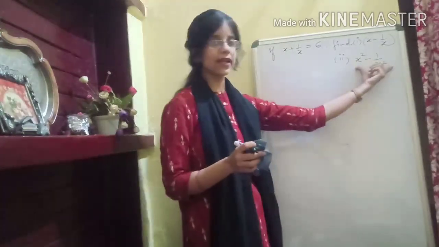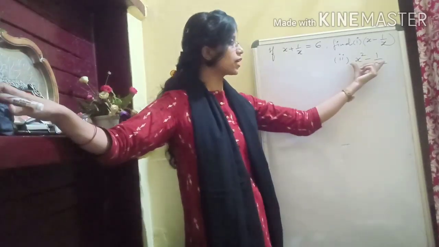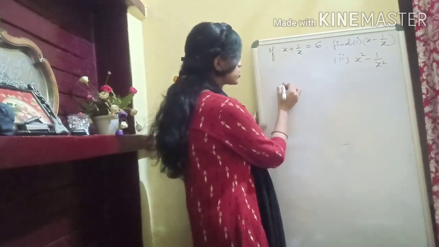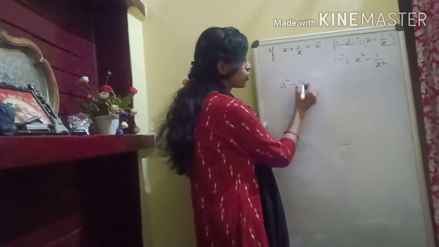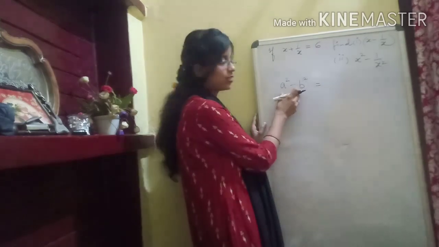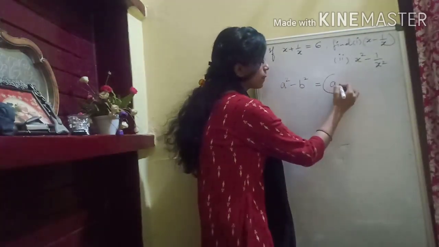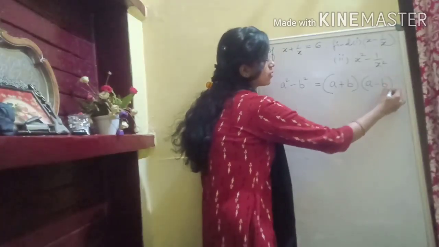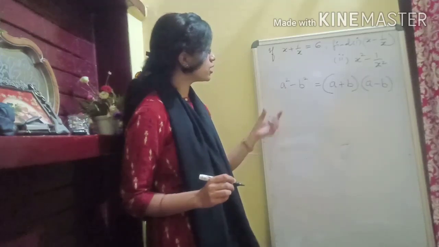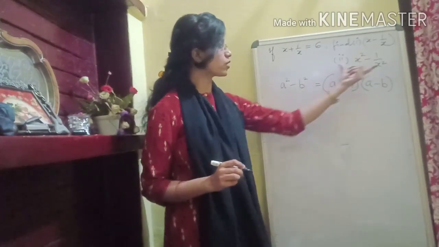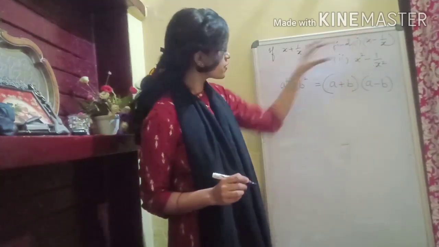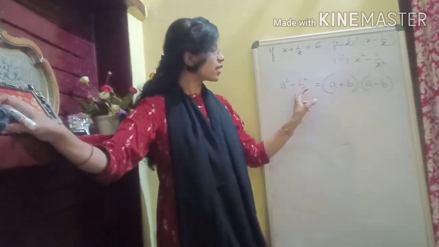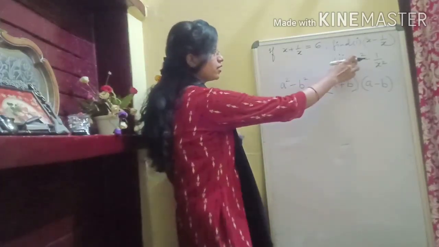Now let us come to the second part, and before we solve the second part, let us recall one more identity, which is a square minus b square. You all are aware of this identity. It is one bracket a plus b, another bracket a minus b, isn't it? And if you see a square minus b square, this is exactly the same: square of something, then minus sign, and square of something different.